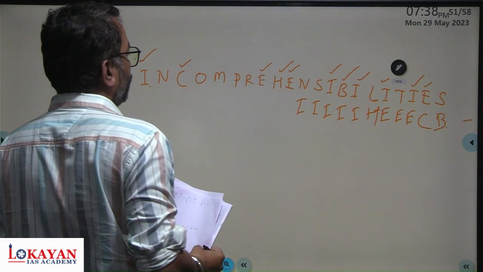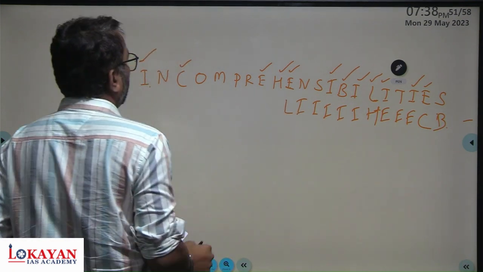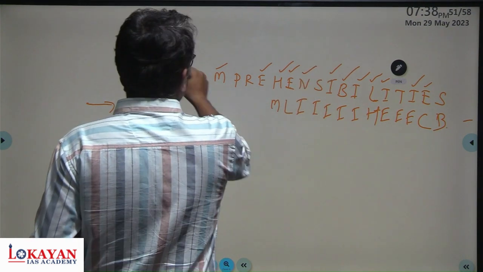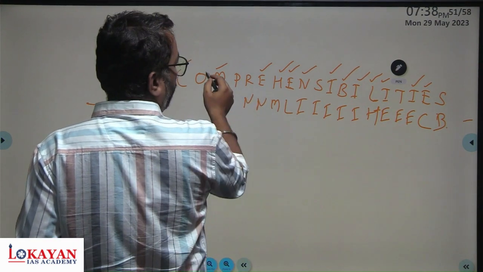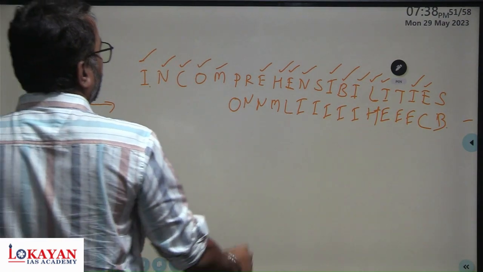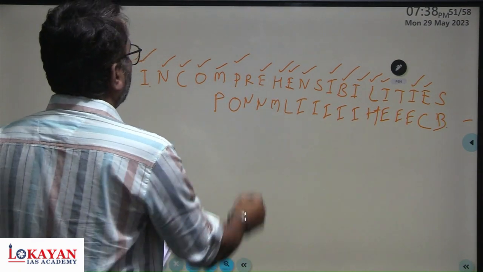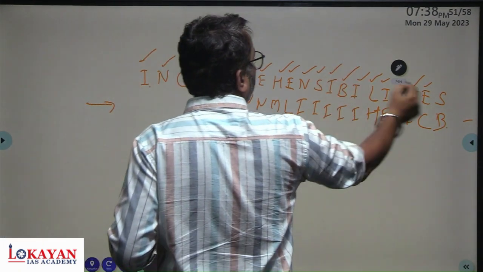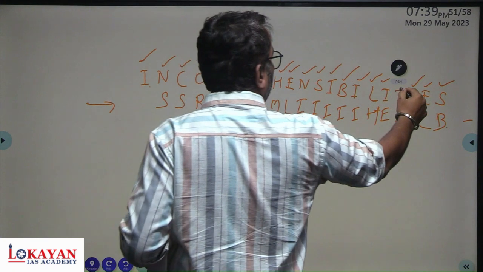J, no. K, no. L, there is one L. There is one M. There are 2 N's. There is no O. I think there is one O. Right? There is one P also. Q, R. There is one R. There are 2 S. So S, S, and there is one T.